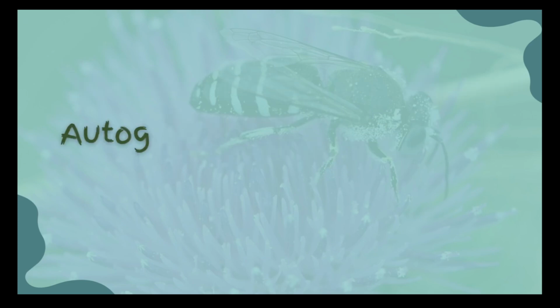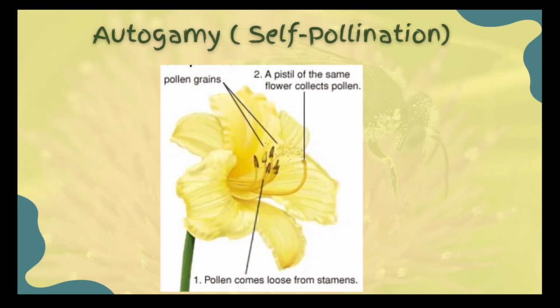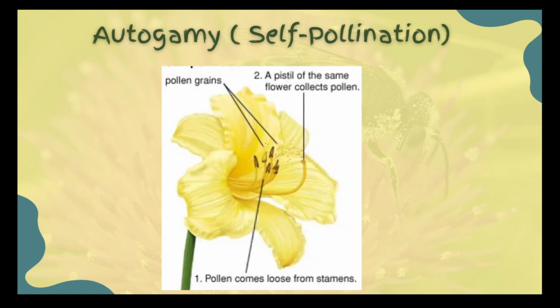Autogamy or self-pollination. When the pollen grains from the anther are transferred to the stigma of the same flower, it is known as autogamy.